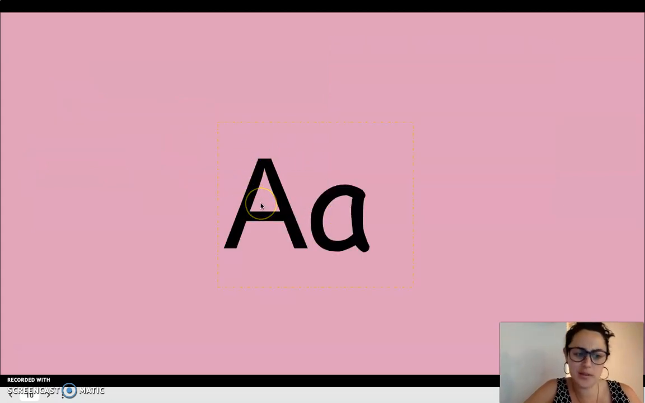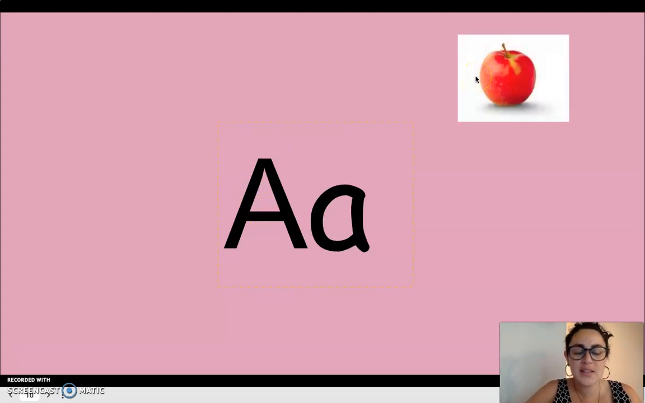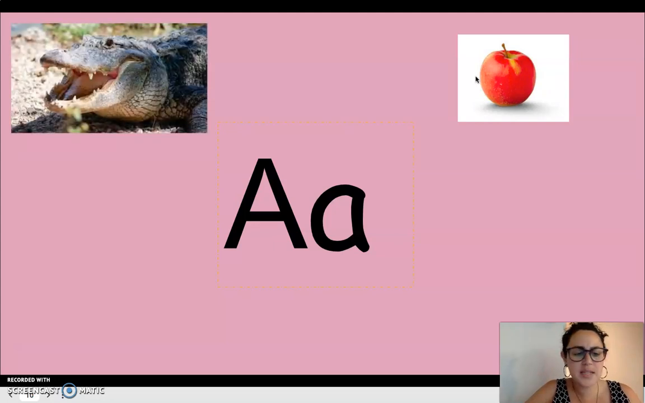So let's look at some words that start with A, and we hear the ah sound. What is this? This is an apple. Say it with me. Apple. That's the beginning sound for ah, the letter A. What animal is this? It's not a crocodile because that doesn't start with A. That doesn't start with the sound ah. This is an alligator. Alligator. We hear the ah sound.